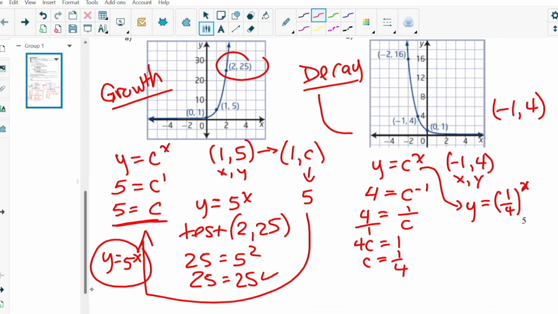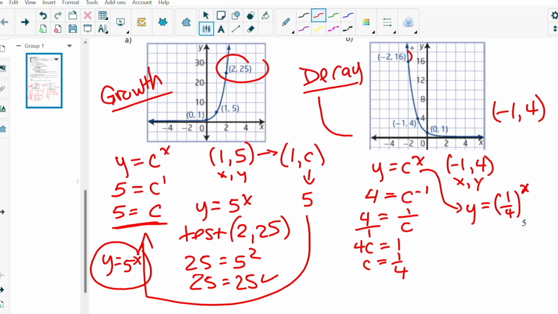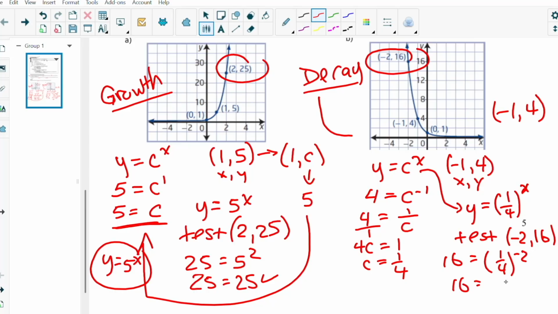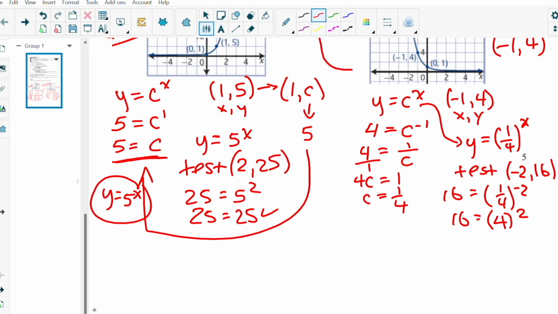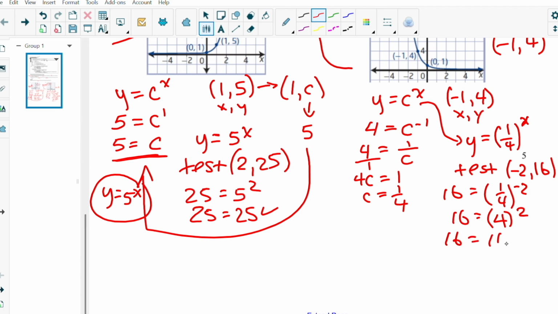And then if we verify this, folks, let's verify it with (-2, 16). So test (-2, 16). Okay, 16 equals (1/4) to the negative 2. 16 equals, let's use properties of negative exponents. I'm going to do that. And then 16 indeed equals 16.